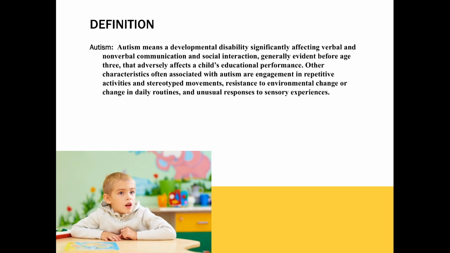So the definition of autism defined by IDEA is as it reads: autism means a developmental disorder or disability significantly affecting verbal and nonverbal communication and social interaction, generally evident before age 3, that adversely affects a child's educational performance. Other characteristics often associated with autism are engagement in repetitive activities and stereotyped movements, resistance to environmental change or change in daily routines, and unusual responses to sensory experiences.